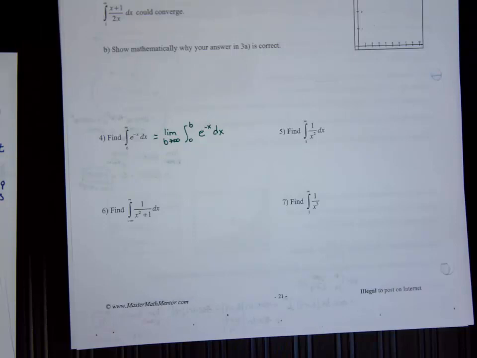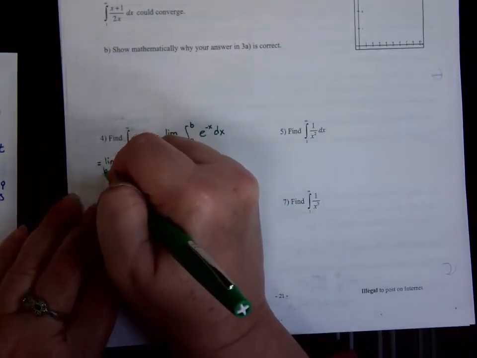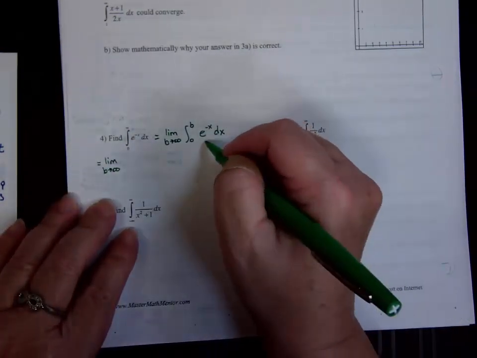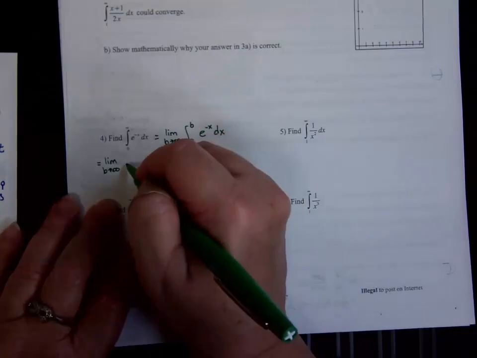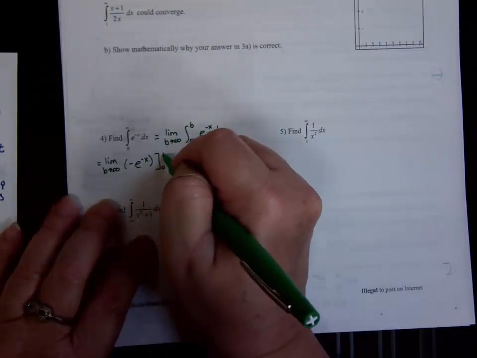Okay? Have we done e to the negative x already today? I told you that we did it about five minutes ago. Look at your table at the top of the page. Did we take the antiderivative of e to the negative x? Yes, we did. So we can do this one really quickly. Go to the next line, write your limit. The limit must be written until you plug in infinity. The antiderivative of e to the negative x is negative e to the negative x, bracket 0 to b.